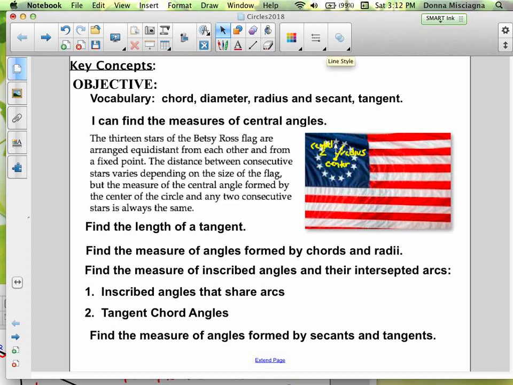We're going to learn how to find the length of a tangent, find the measures of angles formed by chords and radii, find the measures of inscribed angles and their intercepted arcs, including finding inscribed angles that share arcs and tangent chord angles, and find the measure of angles formed by secants and tangents. In this particular lesson, we're going to learn to find the measure of radii, diameters, and tangents. We're also going to learn some key vocabulary and a few theorems to help us out.